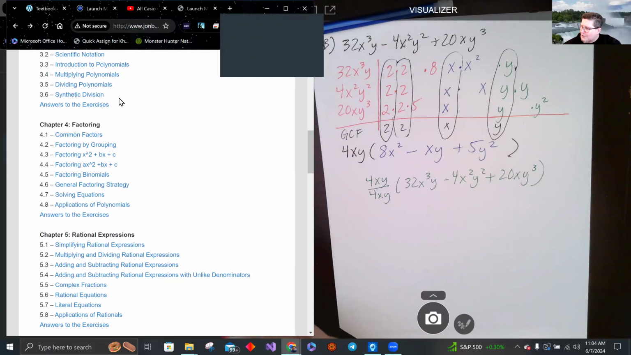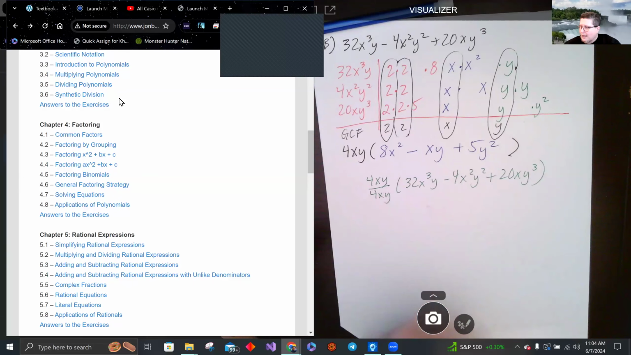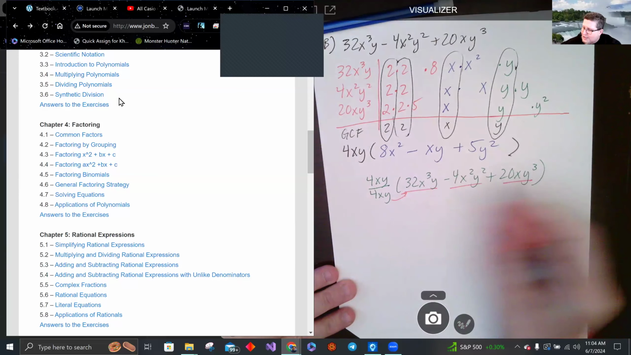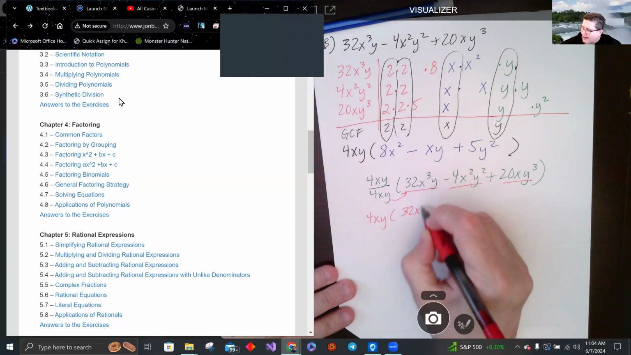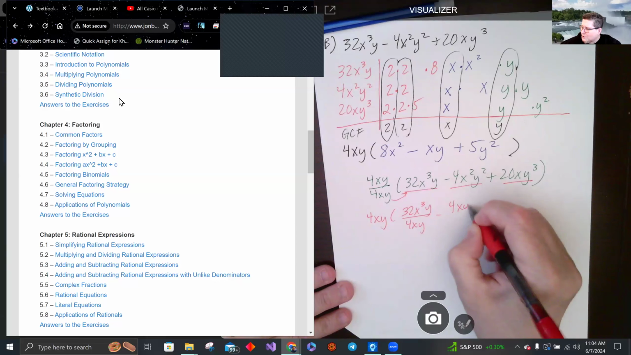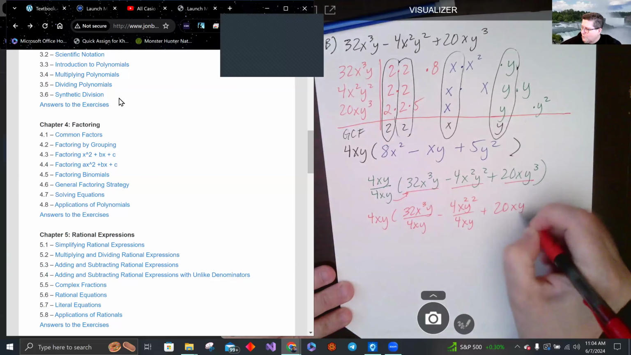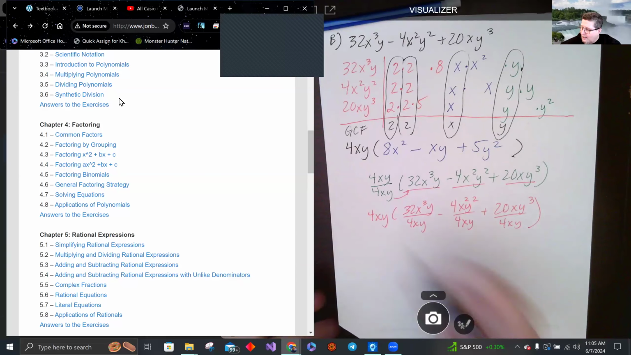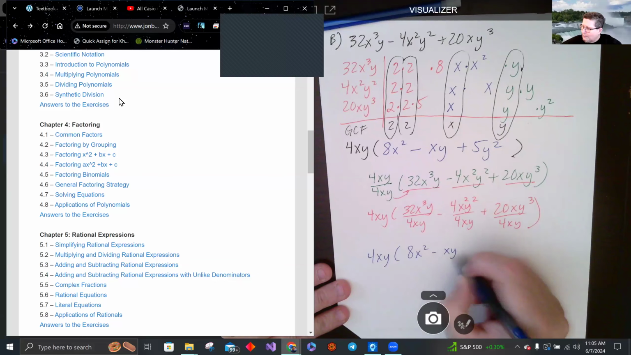What I'm doing here is multiplying it by my greatest common factor over itself. This is just 1. I'm multiplying by 1, which doesn't change the value. But then I'm going to move this underneath each of these, just the denominator. And I'm left with 4xy on the outside. I've got 32x cubed y over 4xy here, minus 4x squared y squared over 4xy here, and plus 20xy cubed over 4xy here. And that's how we end up with the 4xy times 8x squared minus xy plus 5y squared.